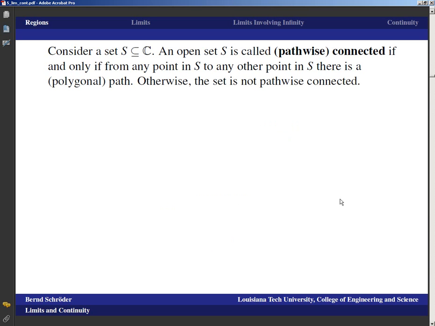Otherwise, the set is not pathwise connected, and that can also happen. Take this set here. So this looks like 2 sets, but of course, just like I can form the union of 2 intervals that have some points in between them, I can form the union of 2 sets like these in the complex plane that are just somehow separated from each other. And of course, that doesn't look connected.